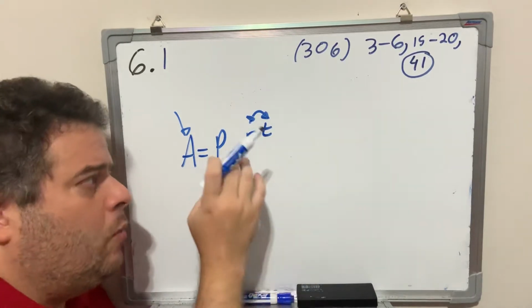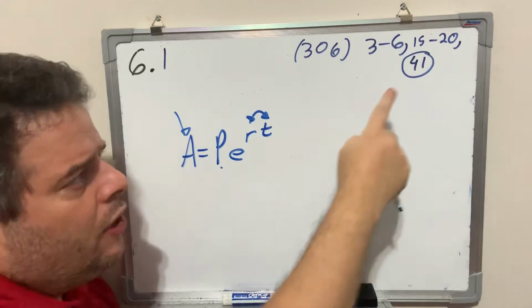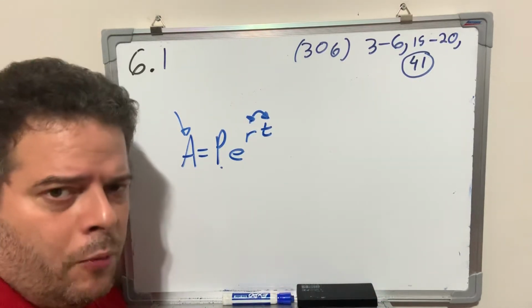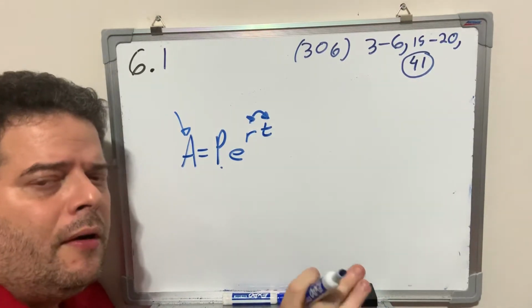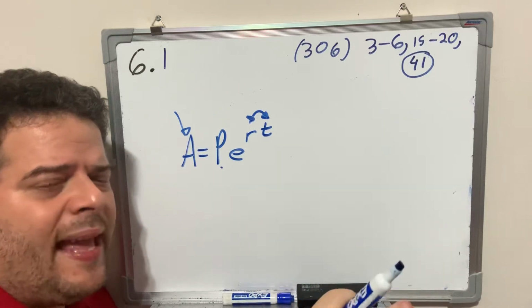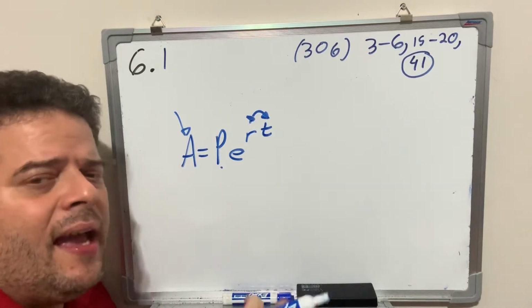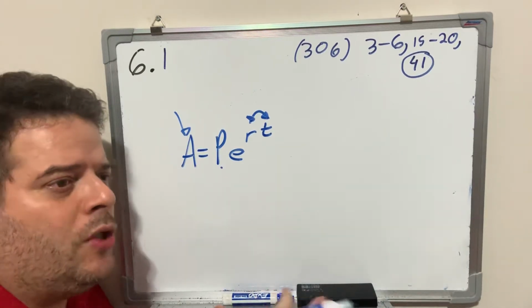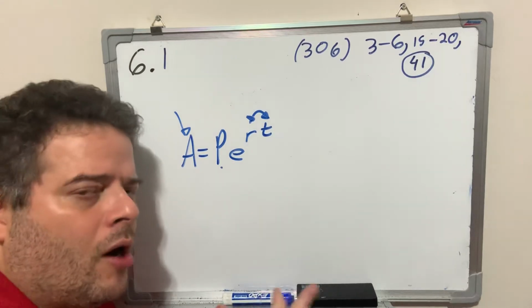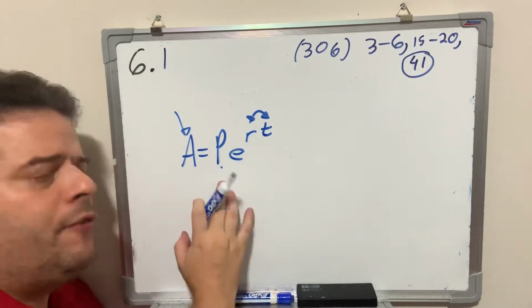So again, keyword here, continuous. You're going to see that in problem 41. You're going to have to compare a compound growth and the continuous growth and just answer the questions and which one is more beneficial or harmful for you. So that's it for today's class.